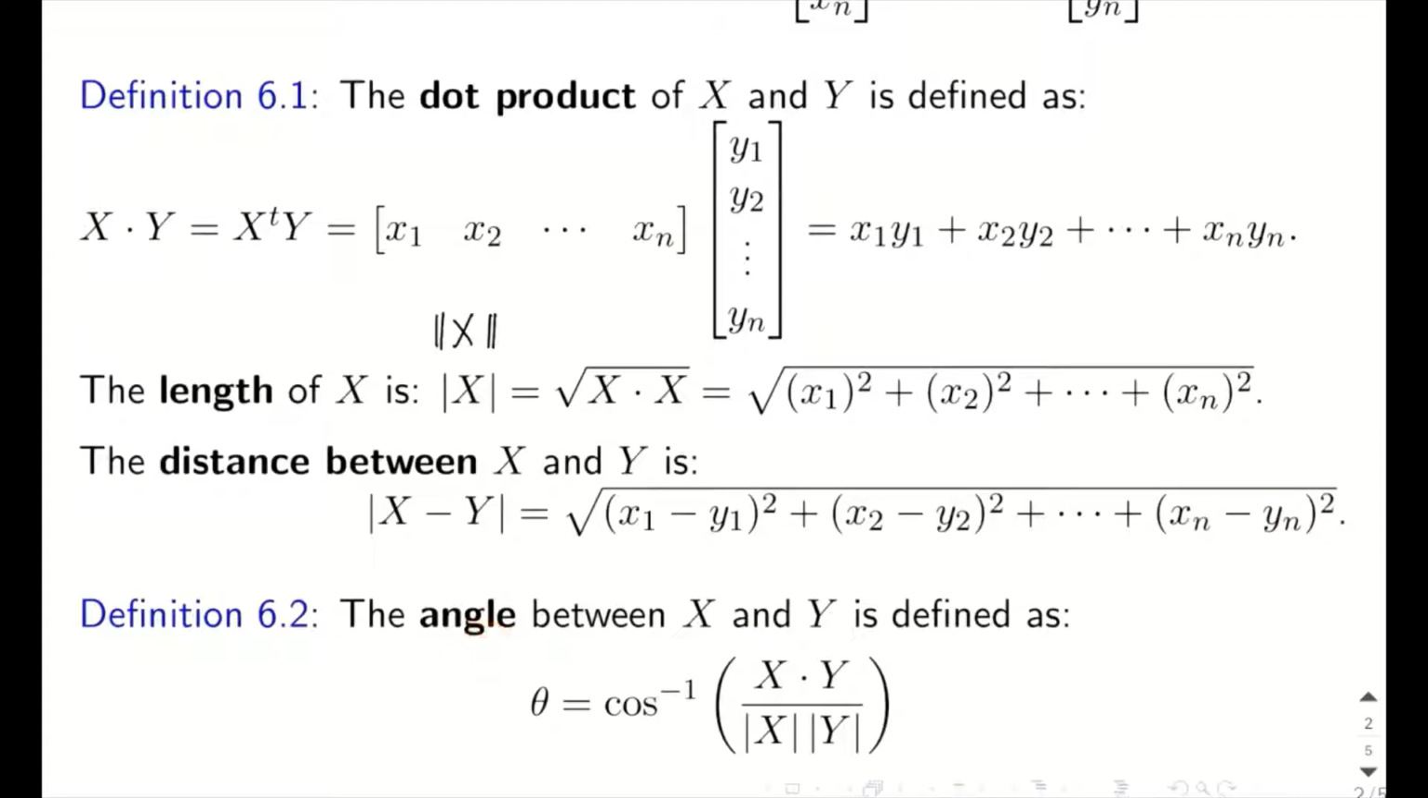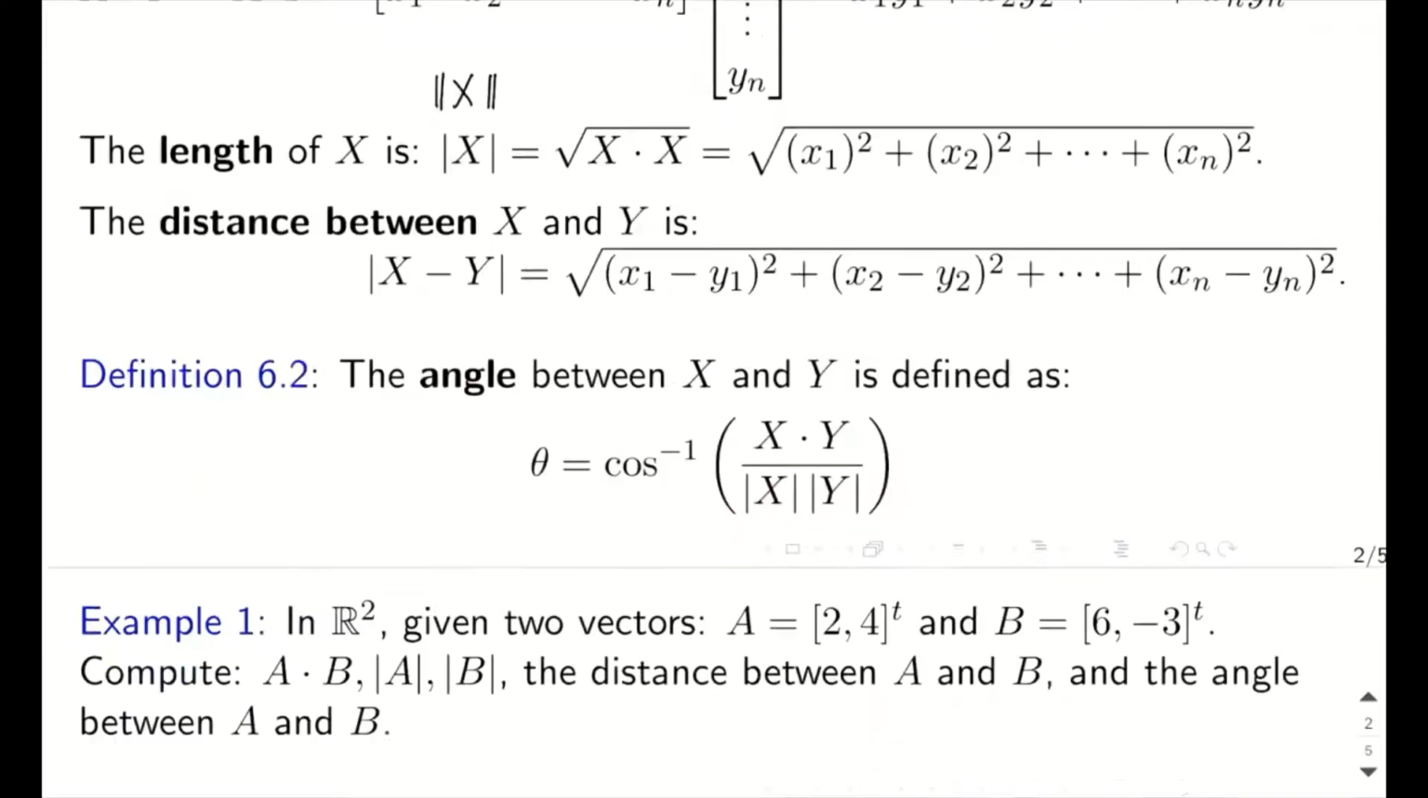The angle between two vectors x and y is defined as theta, and it is the cosine inverse of the ratio between the dot product and the product of the lengths of the two vectors. Example number 1. In R2, given two vectors A = (2, 4) and B = (6, -3). Compute the dot product of A and B, the length of A, the length of B, the distance between A and B, and the angle between A and B.